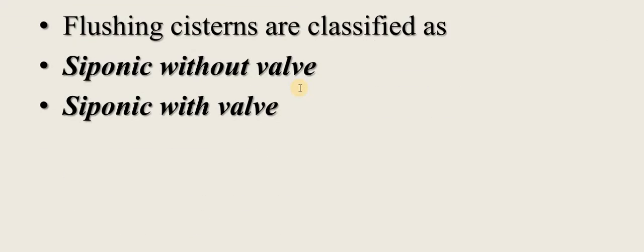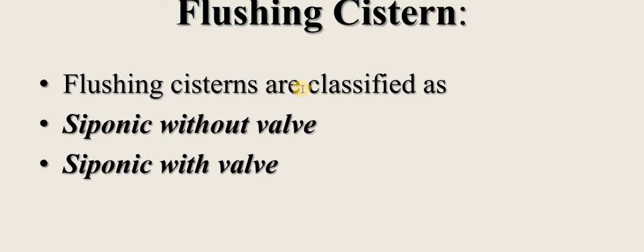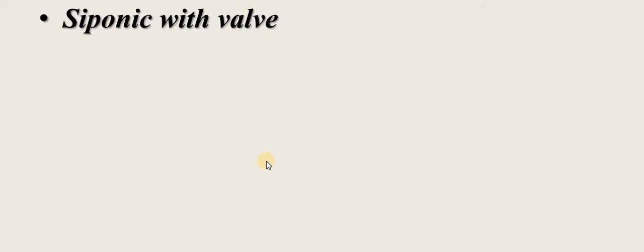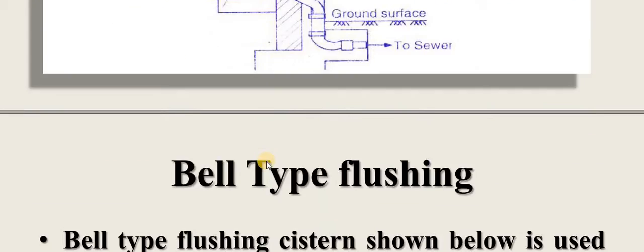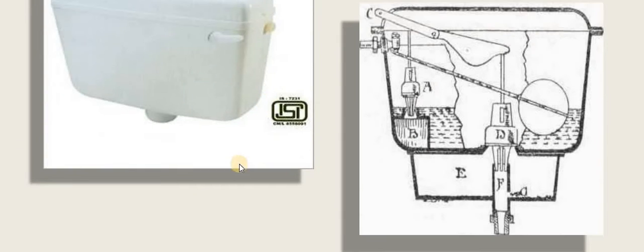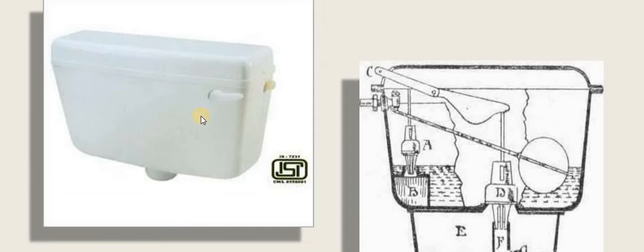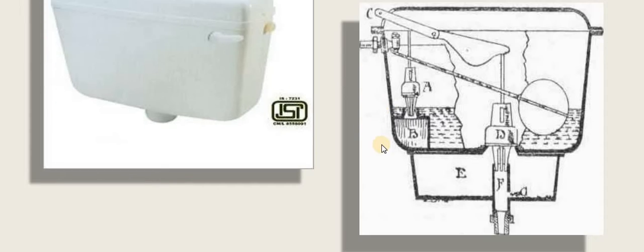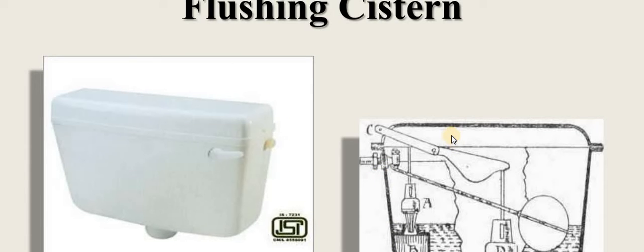Similarly, you have to understand that the flushing systems are also classified as siphonic without valve and siphonic with valve. So how does the flushing system work? First of all, you have to understand that this is the flushing system. How the system is used: sometimes there is a bell and ring arrangement. You have to push the chain or ring so that the water will move from there, and it can release the water from the system.